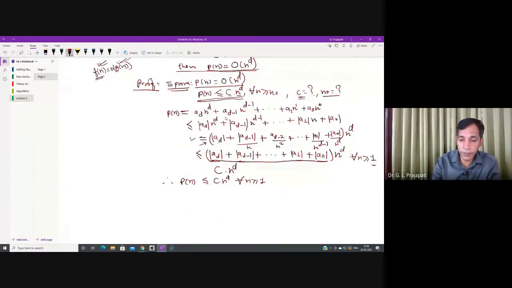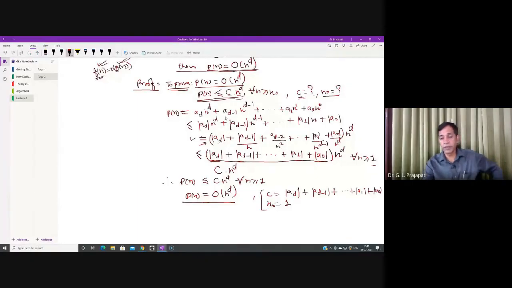So see that, if this is true, then you can say that P of n is big O of n raised power d. So you have proved that P of n is big O of n raised power d, and what C is there? C is equal to actually A_d plus A_{d-1} plus ... plus A1 plus A0, and here n0 you have determined as equal to 1.